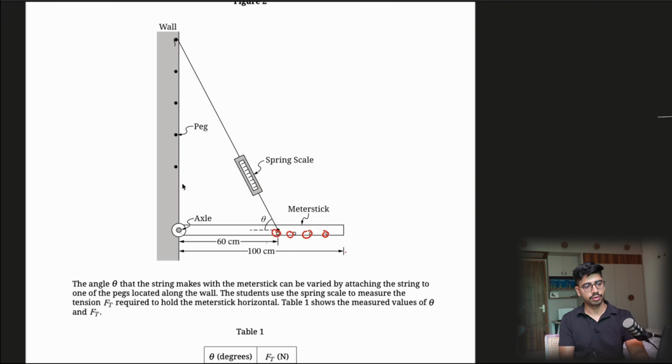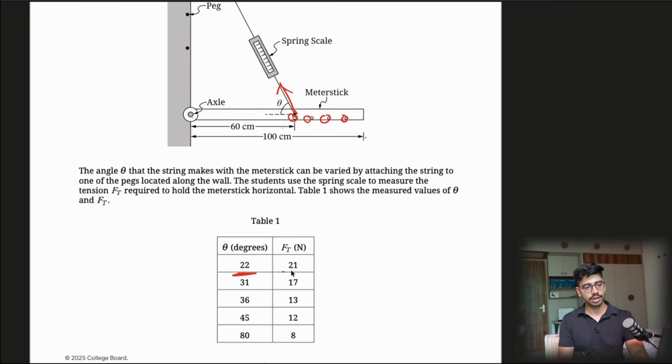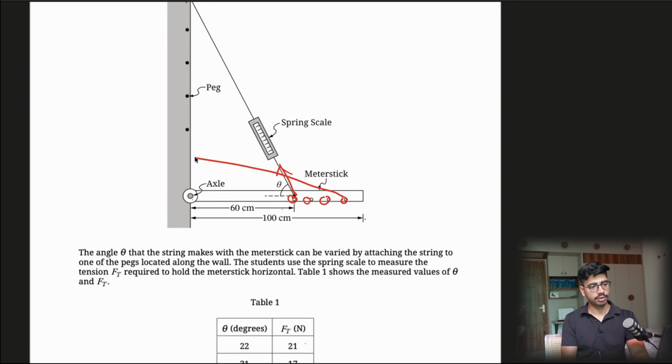So accordingly, when you join these two and the meter stick, it will show different tension forces in the string. They have already given the table here of what the tension force value will be at different angles. You can see that when the angle is smaller, the tension is more. If you hang it here like this at this angle, the angle is 22 degrees, so the tension force in the string will be 21 Newton.